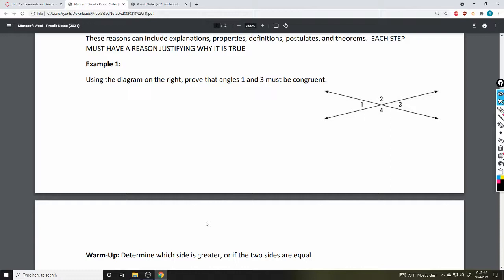So, with that being said, proving that angles 1 and 3 are congruent. Now, the way that we're going to do this, again, if you're stuck, the advice I gave last time was try it with numbers. And so let's say that we know that angle 1 is 80 degrees. The goal is to get angle 3 to also be 80 degrees without just saying, hey, they're vertical angles. What we are proving is that those vertical angles have to be congruent.